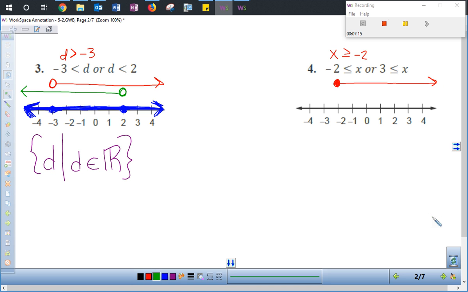Then 3 is less than or equal to x. Well, I need to rewrite that. So x on the left, 3 on the right, symbol pointing towards the 3. So that's going to be a closed dot on 3 with an arrow going to the right. Okay, so again, we want to graph both of these graphs onto my actual graph. So I'm going to start with the red one. It had a closed dot on -2, and my arrow is going to the right over here.